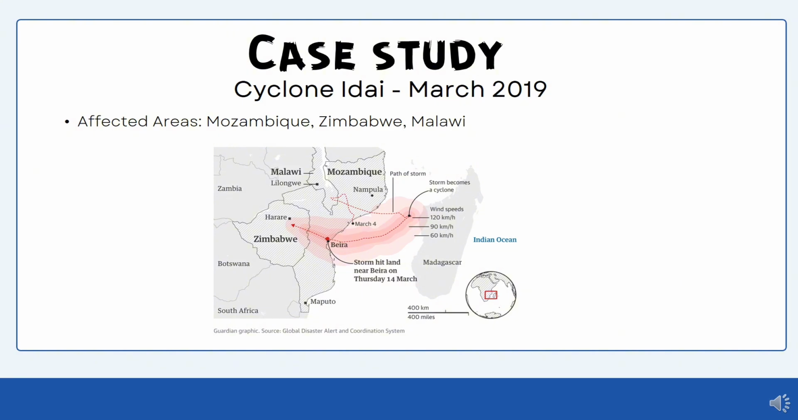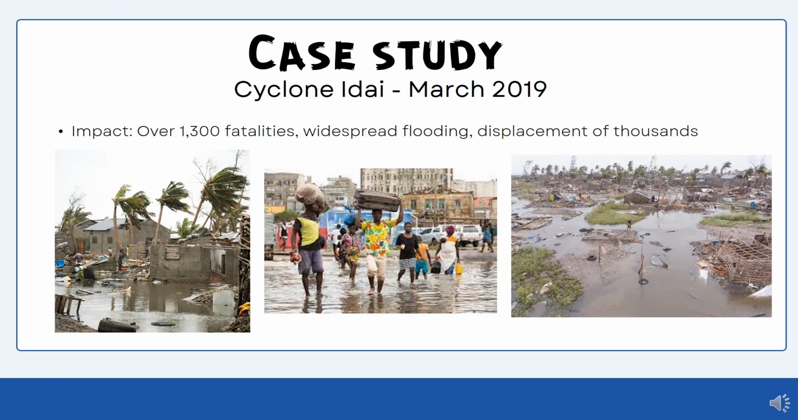Let us go into a case study of tropical cyclone Idai, which occurred in March 2019. It was a devastating tropical cyclone, but this is how you can identify a tropical cyclone. Over there, you can clearly see that this is a tropical cyclone from this image. So that's why I added it over there.